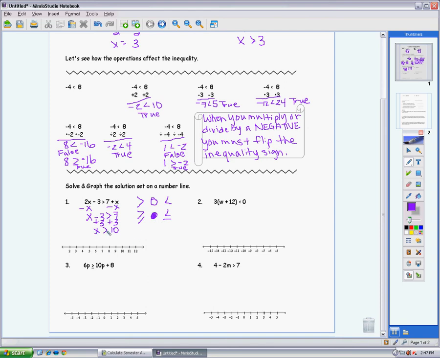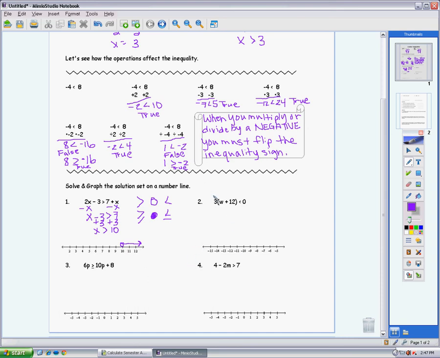So x is greater than 10. So that means I'm going to have an open dot, and I'm going to indicate I can use any of these numbers that are greater than 10, so that my arrow in the direction is including all of those points that are greater than 10.